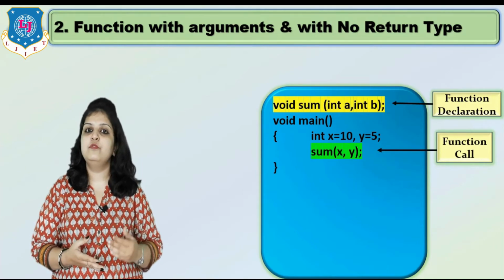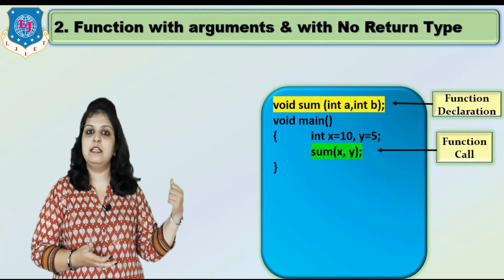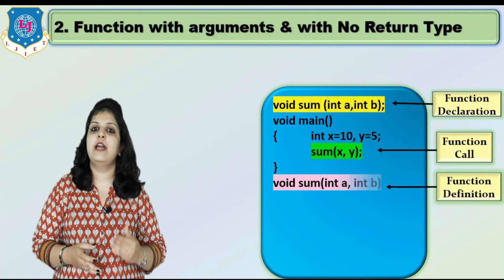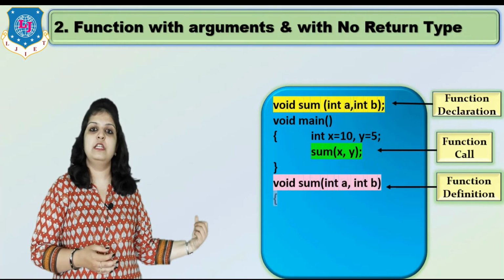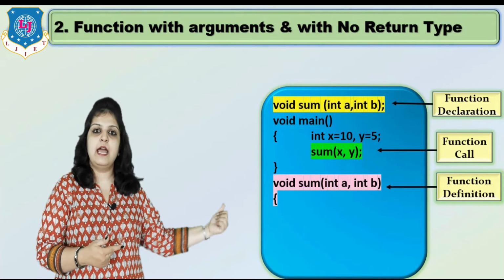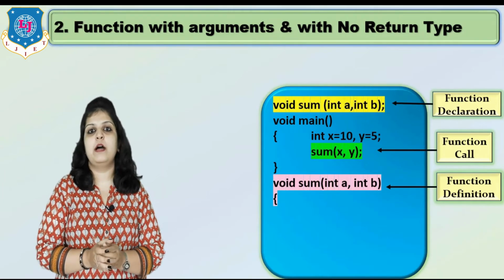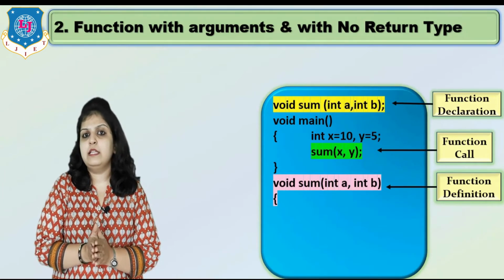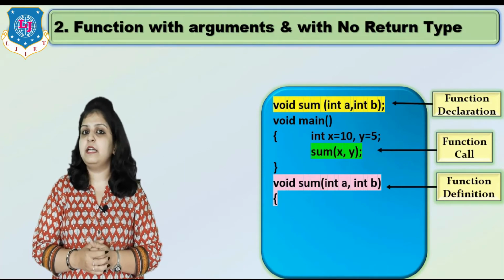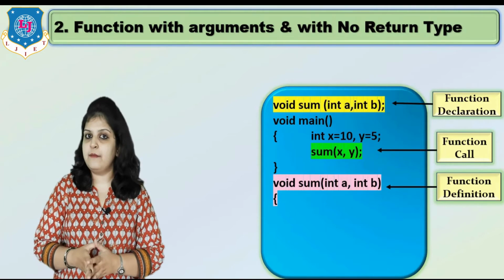Now next move to the function definition. When this statement will execute, our control goes to the function definition. Now in definition I am writing void as a return type, then function name is sum, and in bracket integer a comma integer b. Now you think that here I am taking a and b, and in main function I am writing x and y, then what happens?